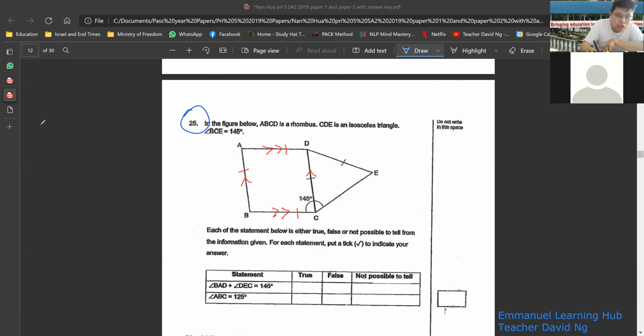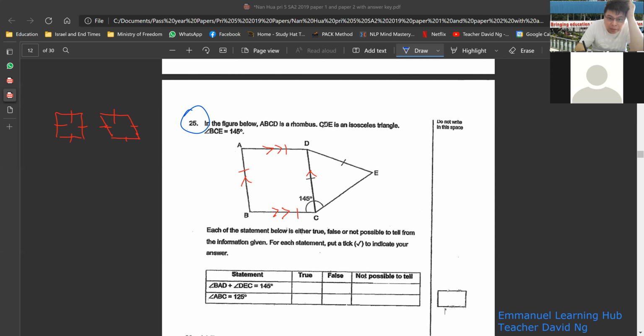Basically, it's a skew square. This is what a square looks like, right? So a rhombus looks like this. A skew square, same length.